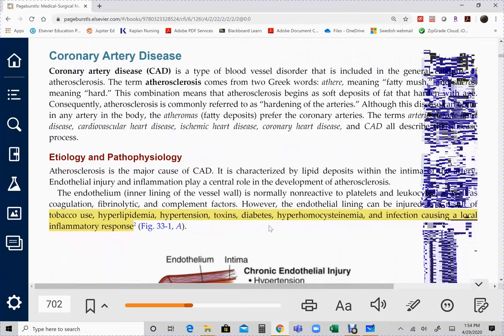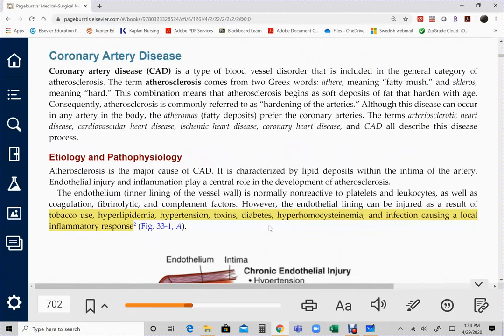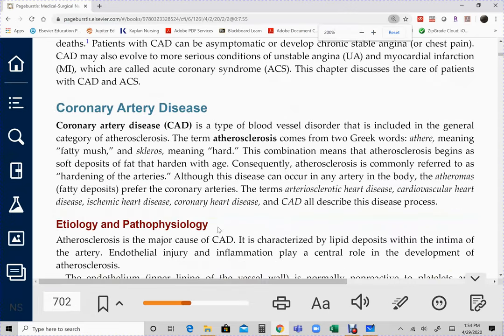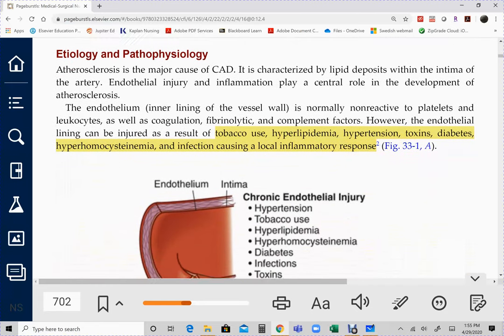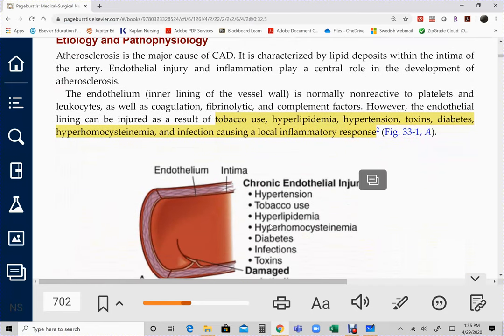So the overall cause of coronary artery disease, which leads to acute coronary syndrome, is atherosclerosis. As we already discussed in chapter 32, under hypertension, atherosclerosis is the hardening of the arteries. Right, so let's discuss now the risk factors: how did the coronary arteries narrow? All right, these are your major risk factors.